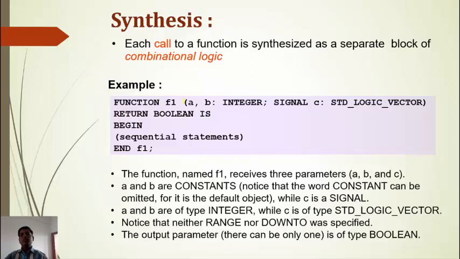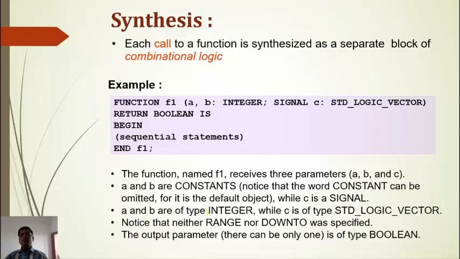Example: function f1 (a, b: integer; signal c: std_logic_vector) return boolean is begin, some sequential statements, and then end f1; The function f1 receives three parameters a, b and c. a and b are constants. Notice that the word constant can be omitted, for it is the default object. While c is a signal.